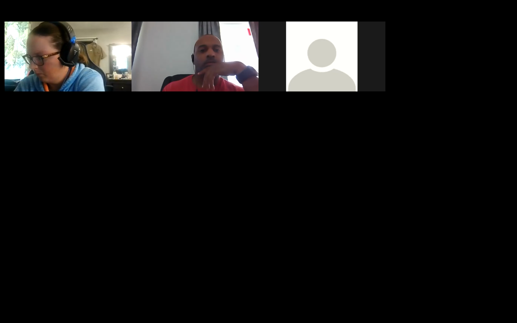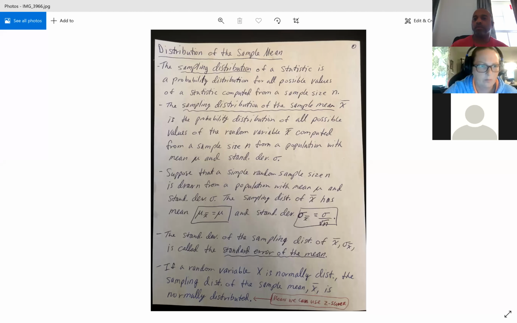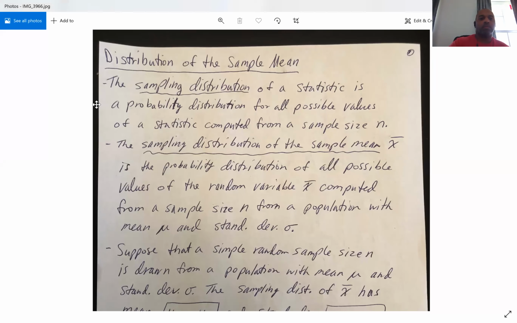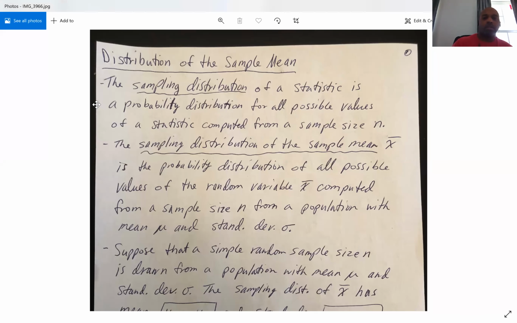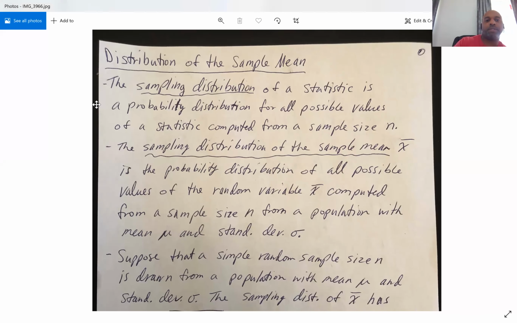All right, so let's look at chapter 8. Chapter 8 is a little more wordy, so I actually wrote these notes on paper. So let me pull those up. Then I'll magnify them accordingly. So 8.1, distribution of the sample mean.